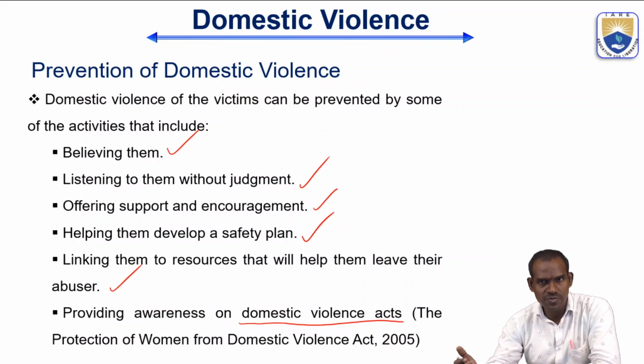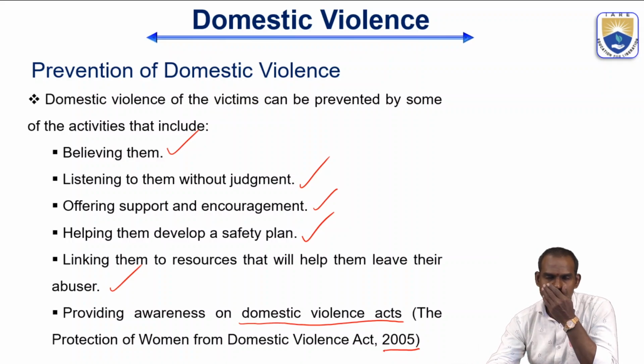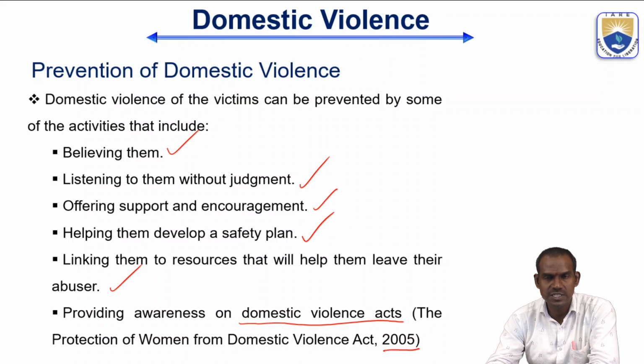This includes the Protection of Women from Domestic Violence Act. It is established in the year 2005. So what are the methods of prevention of domestic violence? So you should believe the victims who are facing any form of domestic violence, and you should listen to them without any judgment. And you should offer support and encouragement, and you should help them to develop a safety plan, how to avoid such kind of activities, and you should link them to resources that will help them to leave their abuser. And you should provide awareness on domestic violence acts such as the Protection of Women from Domestic Violence Act, which is established in the year 2005. So that is how you can say goodbye to domestic violence. So these are the prevention methods of domestic violence.